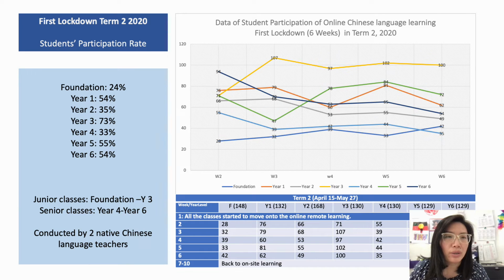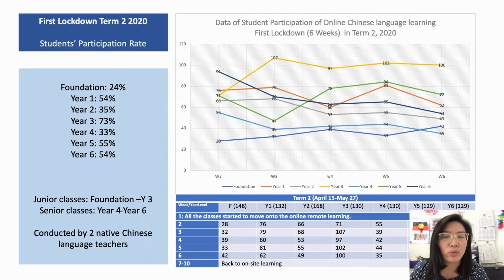This is the data I collected during the first lockdown in term 2, 2020. As you can see from this chart, in the first term there was no data provided because during that time, all teachers, including me, were preparing our students to get familiar with the online platform so that they were well prepared before they started to get online doing their work in week 2.